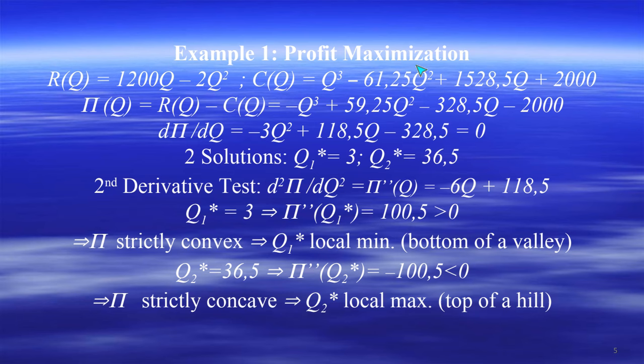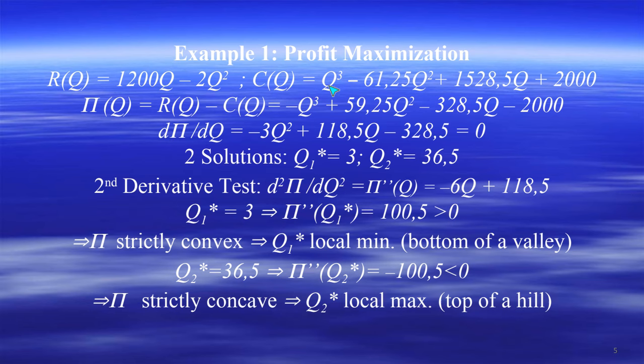All right, example one is profit maximization. What is the total revenue? It is in terms of quantity produced and sold, of course. R(Q) is 1200Q minus 2Q squared. This is our total revenue function. It is strictly concave, as you see, because the coefficient of the square term is negative. So it's a downward opening parabola, this function.